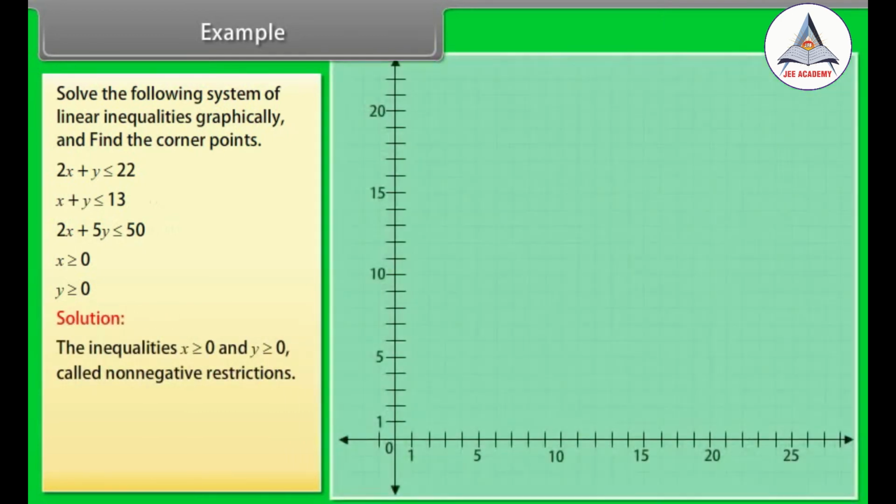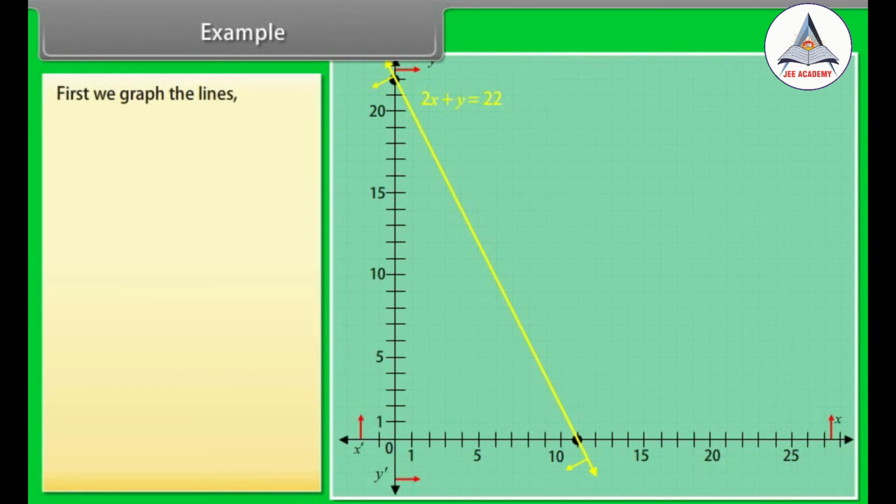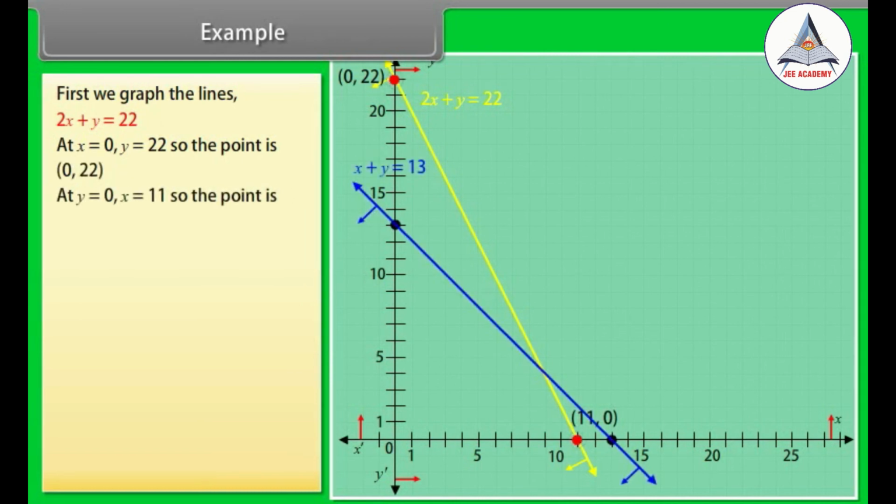Solution. The inequalities x greater than or equal to 0 and y greater than or equal to 0 are called non-negative restrictions. The solution region lies in the first quadrant and we can restrict our attention to that portion of the plane. First, we graph the lines as follows. 2x plus y is equal to 22. At x is equal to 0, y is equal to 22, so the point is 0, 22. At y is equal to 0, x is equal to 11, so that point is 11, 0.